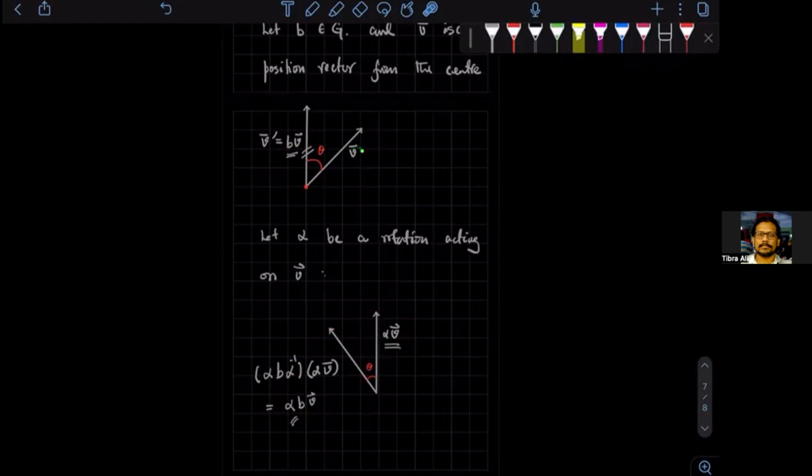So previously, we saw that to rotate V to V prime, we had to act by B, right? But now we are talking about a rotated vector, a vector rotated by alpha. So the group element that's going to rotate this by the angle theta is going to be alpha B alpha inverse. So will the second rotation be on the right side? I mean, clockwise? No, because here we are not talking about B being a reflection. Here we are talking about B being a rotation.